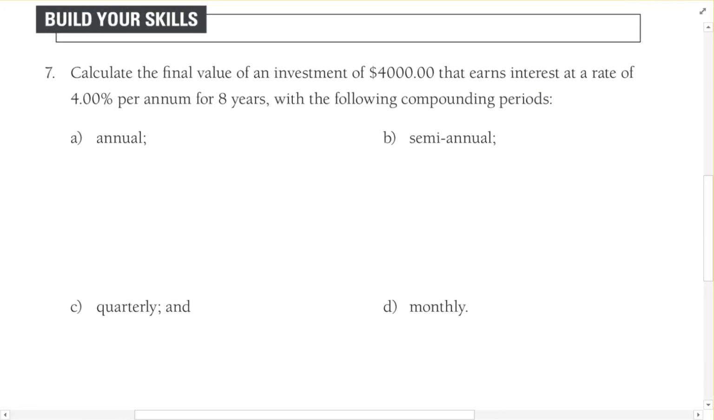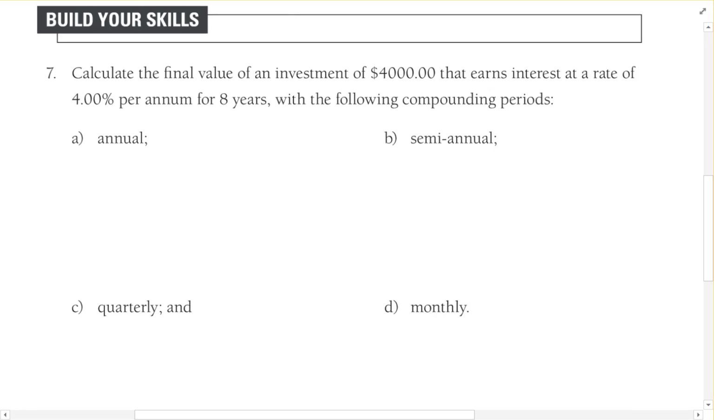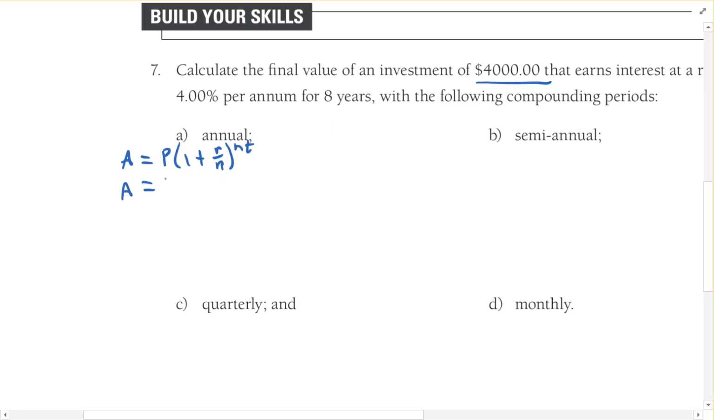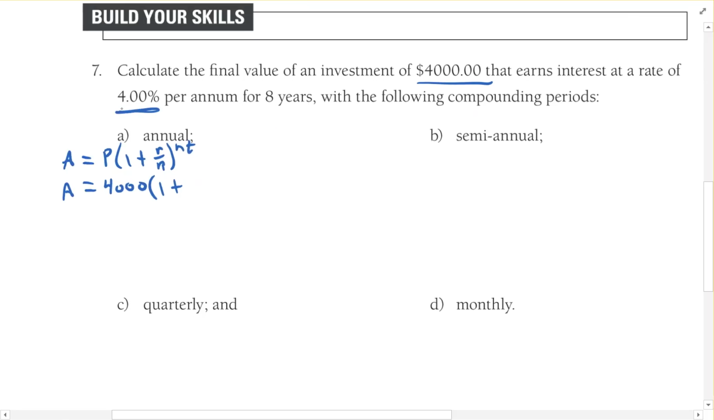So 7 says calculate the final value of an investment of $4,000 that earns interest at a rate of 4% per annum for 8 years with the following compound period. So I am going to write down my formula. So A is equal to P times (1 plus R over N) to the power of N and T. Those both look like N's or R's, don't they? All right, so we know it's going to be 4,000. That's going to be the same for all of them. That's how much we put down, or our principal. So $4,000 times 1 plus our interest rate is going to be 4%.